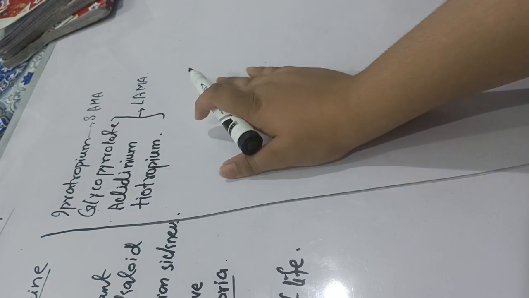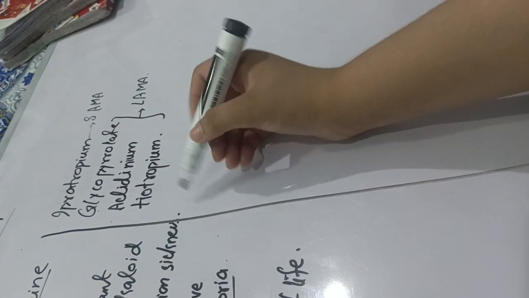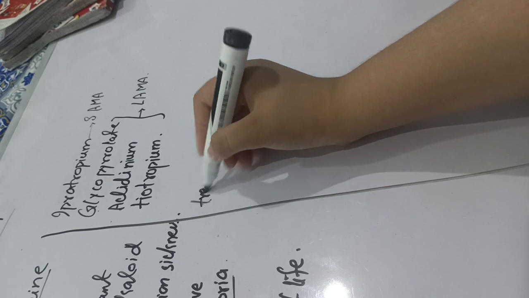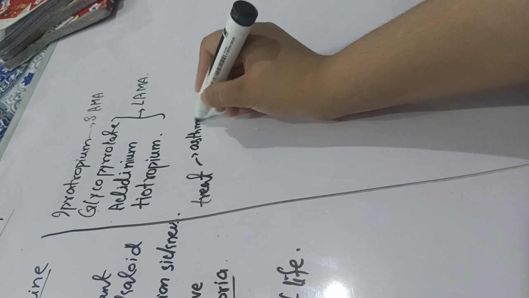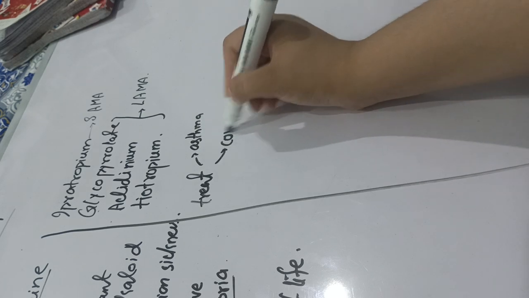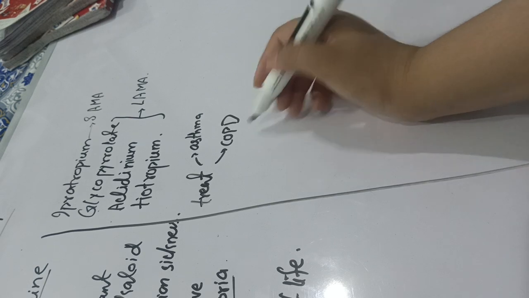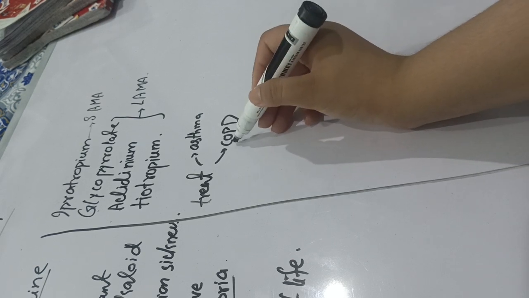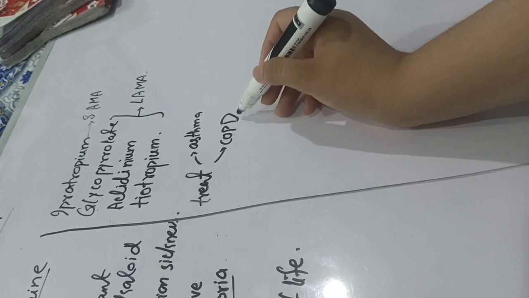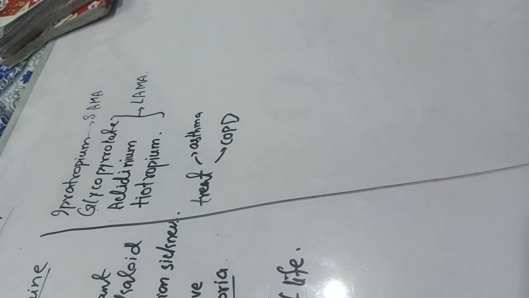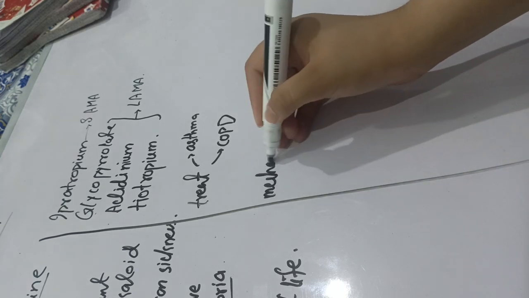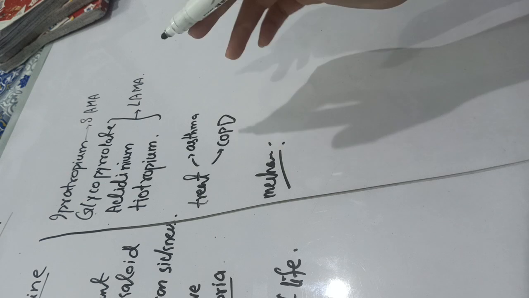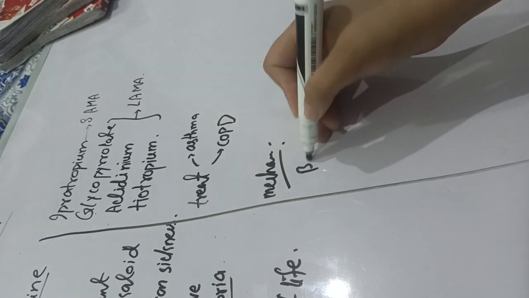And what is the role of these four drugs? They are treating two diseases. First is asthma and second is COPD. What is COPD? C stands for chronic obstructive pulmonary disease. So how are they helping to treat asthma and chronic obstructive pulmonary disease? What is the mechanism of their action?